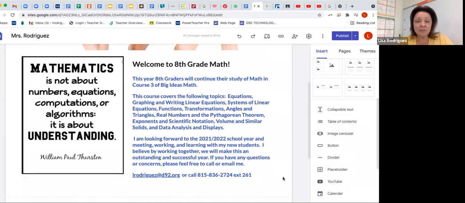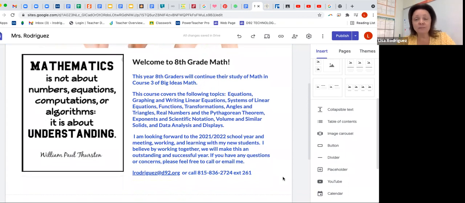Here are some of the topics we're going to be covering this year, with special emphasis on equations and graphing and writing linear equations and systems of linear equations, functions. Those are really the big ideas that we need to cover in order to have the students prepared for high school. Down here at the bottom, you will see my email address and the school phone number with my extension.